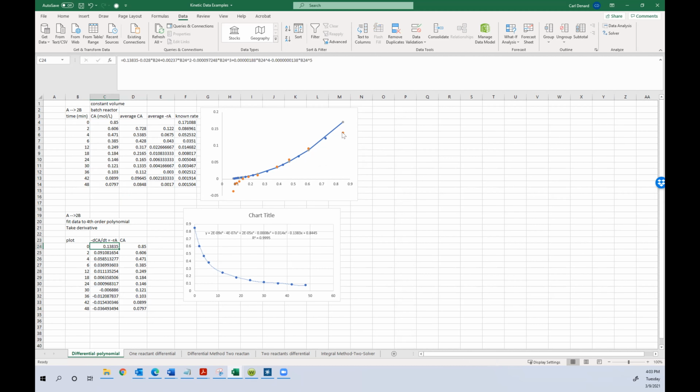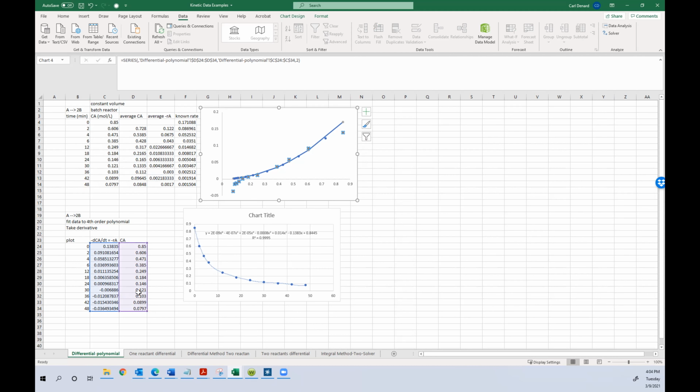And then you would also plot rate versus CA. So you would also plot these. I hope I have it rate versus CA and not the other way around. Yes, that's fine. You can see that that's actually the same thing on page 161 in the book.